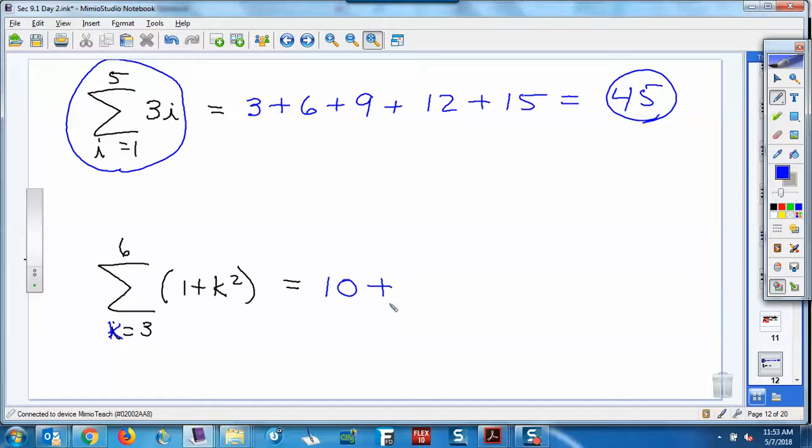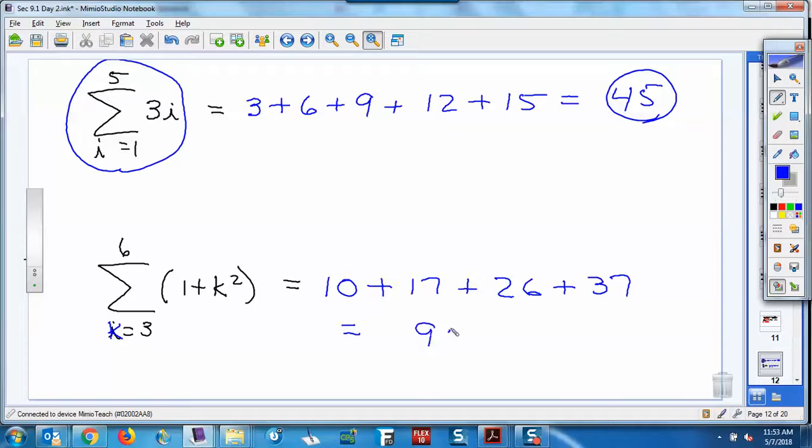Plus, notice I'm not putting commas. Sigma stands for sum, so we're putting plus signs in between. K is then a 4. What do you get? 17. Then K is a 5. 26. Then K's a 6, you get 37. And then you add those up.